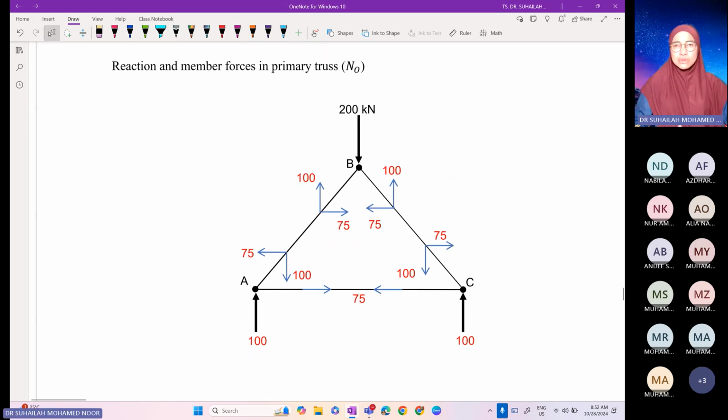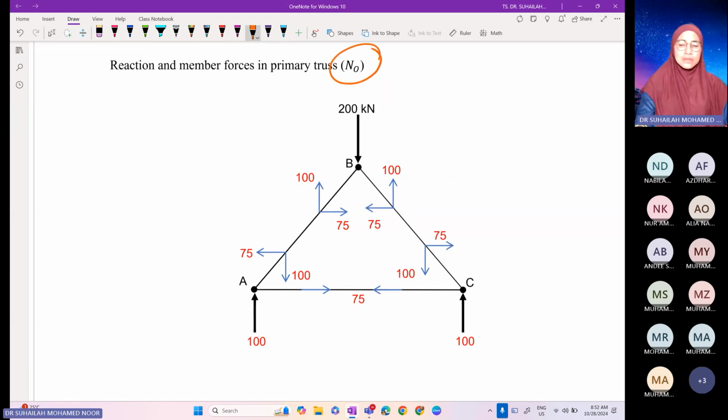Okay, so apa kita nak buat lepas tu? Tujuan kita nak cari N ya. Tujuan kita nak cari N and in order to cari N, kita kena cari dulu reaction. Okay kan, dia punya flow adalah reaction, then internal forces, then displacement. Reaction dulu, internal forces, then displacement kan. So reaction will be used to calculate internal forces. And internal forces in truss adalah member forces. So bila kita buat step ni, kita sebenarnya nak cari N. Because N ni kita perlu untuk kita substitute dalam formula.